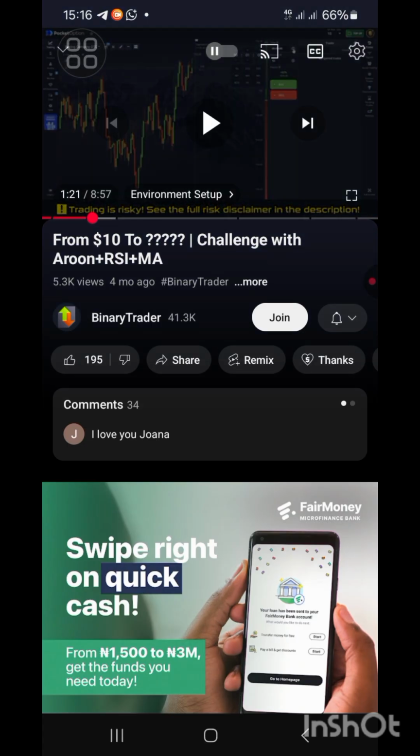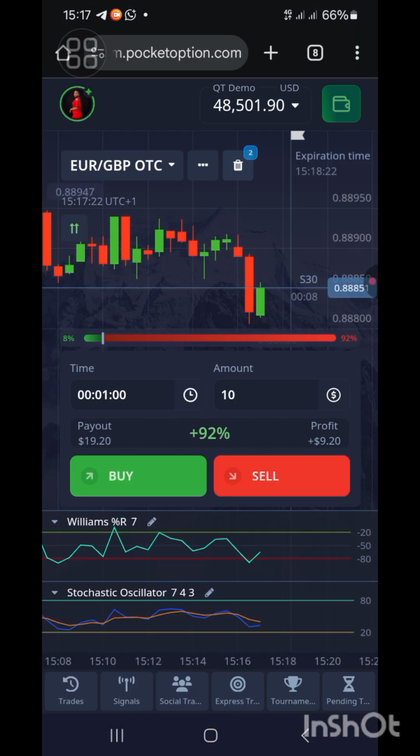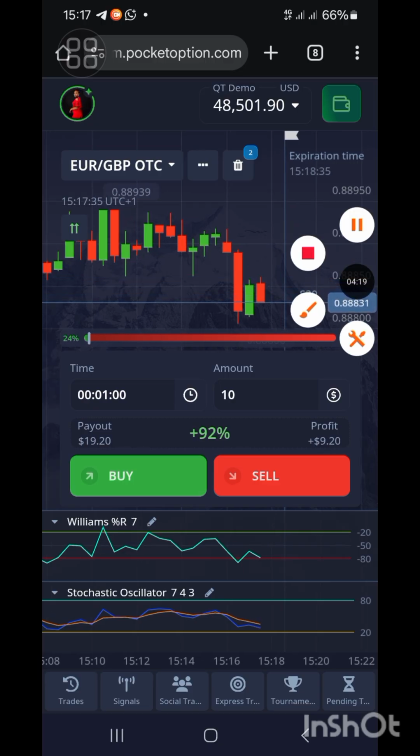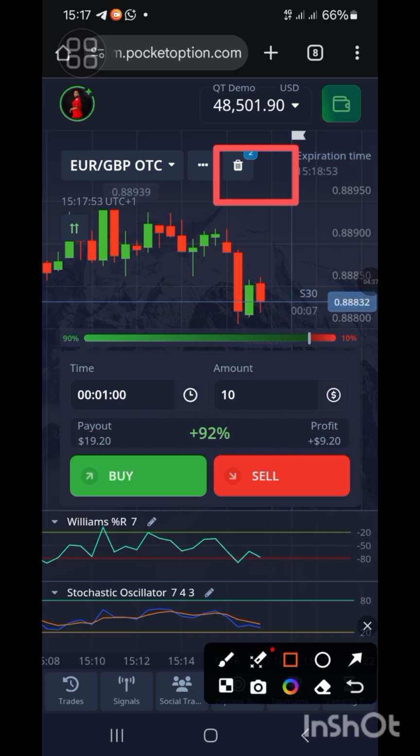All right, let's go into the platform itself so that we can do the settings exactly the way she's doing it. So this is the platform. First of all, we are going to delete these other indicators that are there. These are not the indicators we are working with. So I'm going to delete everything. You come to this place that has something like a basket. There you press and delete any indicator that is there already.